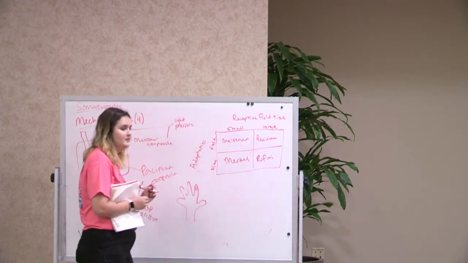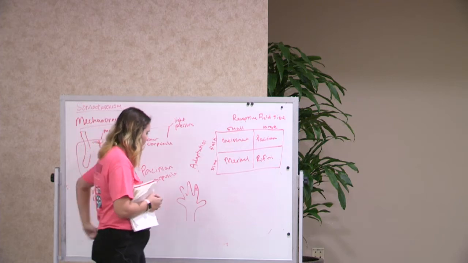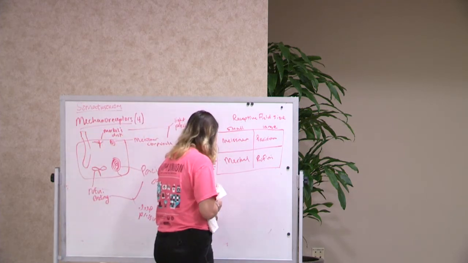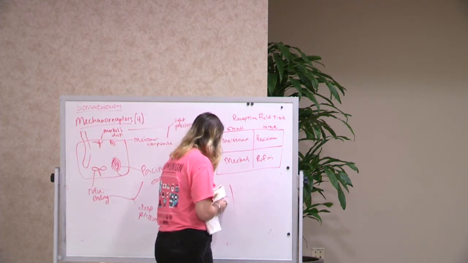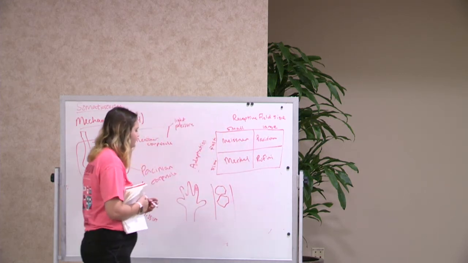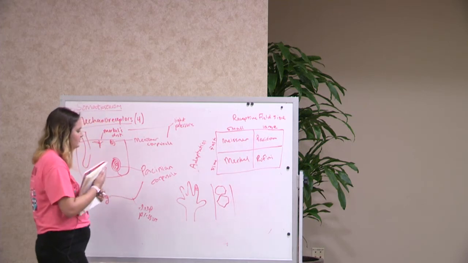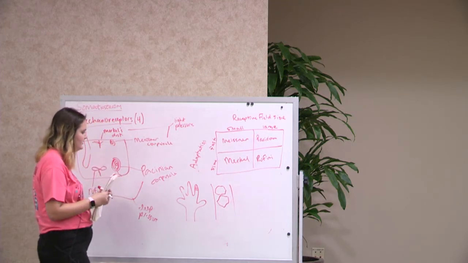So on our hands, especially since our fingers are very sensitive, we have small receptive field size. So they're very sensitive. But something like on my lower back, which doesn't need to be as sensitive, I'm going to have larger receptive field size. So what does this mean?